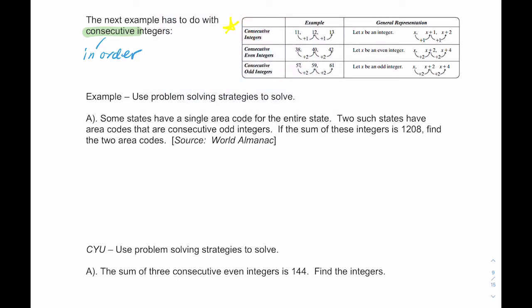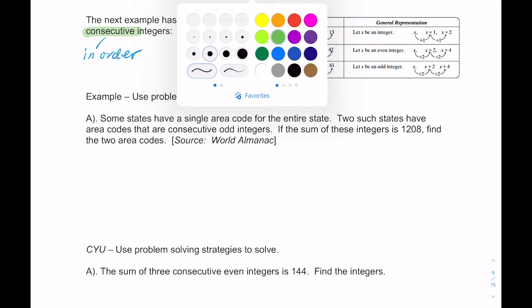All right, so feel free to pause this problem and read it to yourself a couple times. Make sure you understand what it's asking, and then you can unpause when you're ready to work it out with us. It says some states have a single area code for the entire state. 2 such states have area codes that are consecutive odd integers. If the sum of these integers is 1208, find the 2 area codes. So we're looking for the 2 area codes.